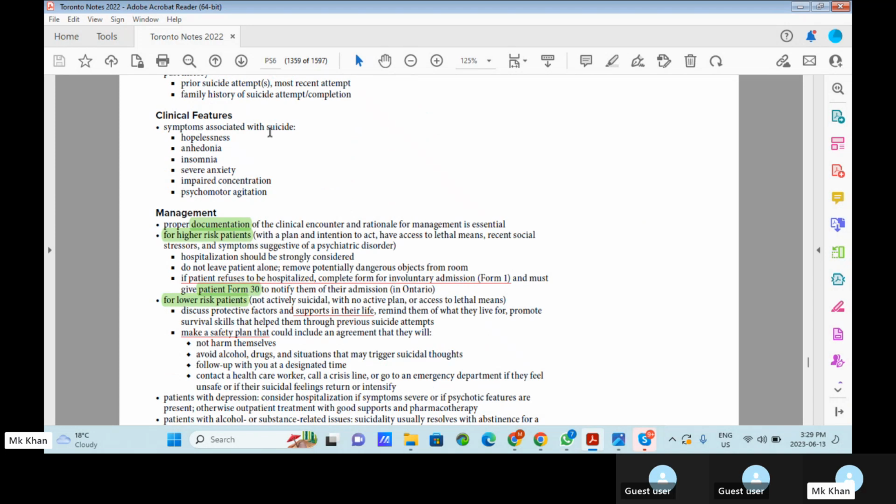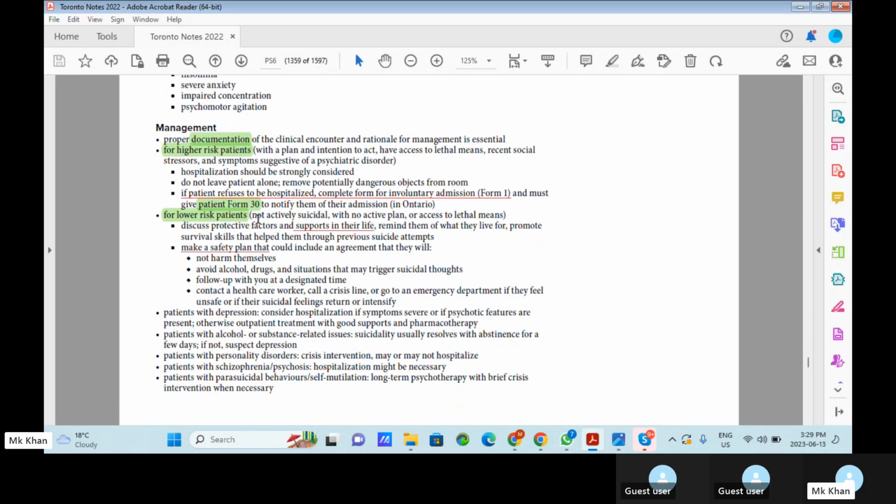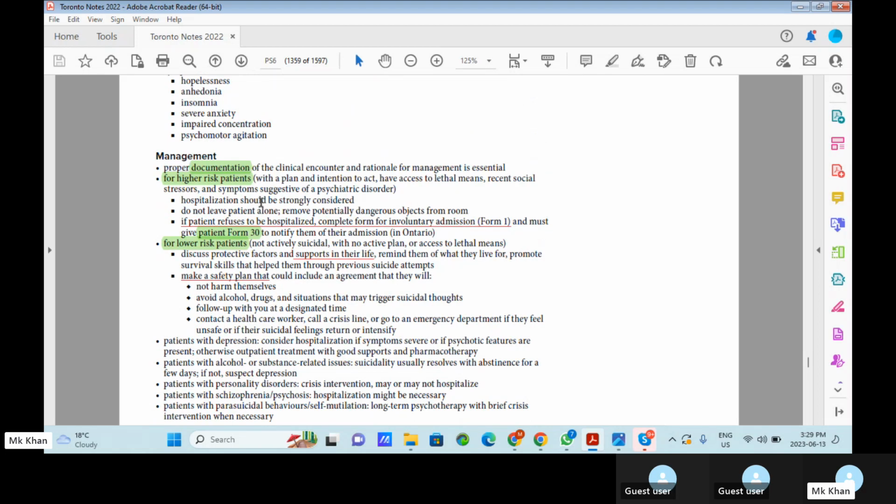And what are the clinical features? Symptoms associated with suicide are hopelessness, anhedonia, insomnia, severe anxiety, impaired concentration, and psychomotor agitation. So all these clinical features can be present. So what is the management of that patient? The first thing is proper documentation of the clinical encounter, and rationale for management is essential. So the first thing is the documentation of what we have assessed about the patient.